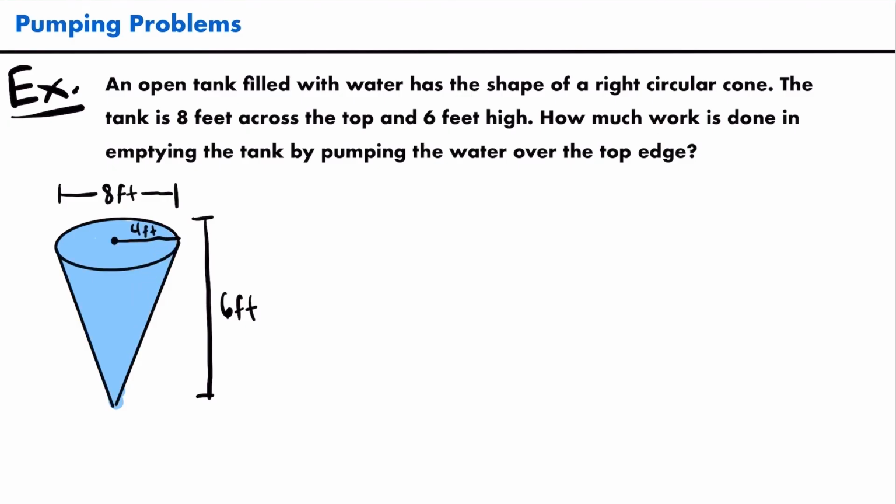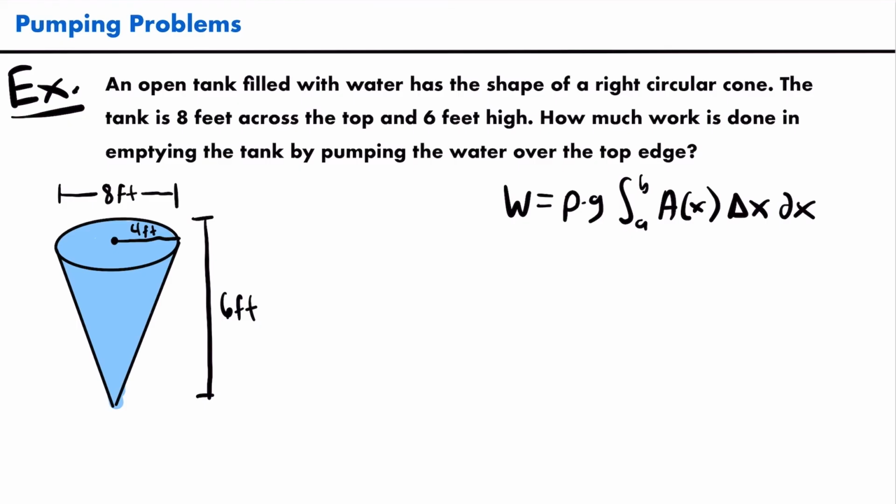All right, so let's write down our work formula, or our definite integral, so that we can begin figuring out how to set it up and solve for the work in this example. So the work is equal to the weight density times the integral from a to b of the cross-sectional area of a slice of the water times delta x, or the distance that the water needs to be pumped, times dx, the height of one of our slices.